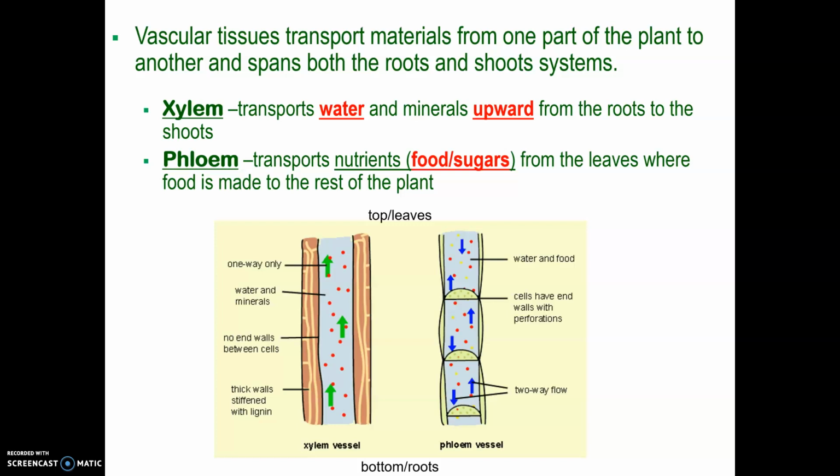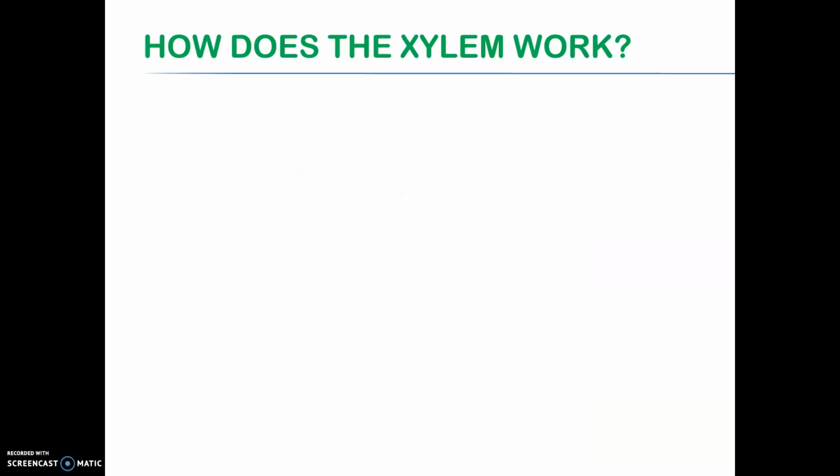It is very important that you remember the directions that these go because they are two completely different vascular tissues. The same way we have veins and we have arteries. Arteries move blood away from the heart, and veins move blood to the heart. They go in different directions.